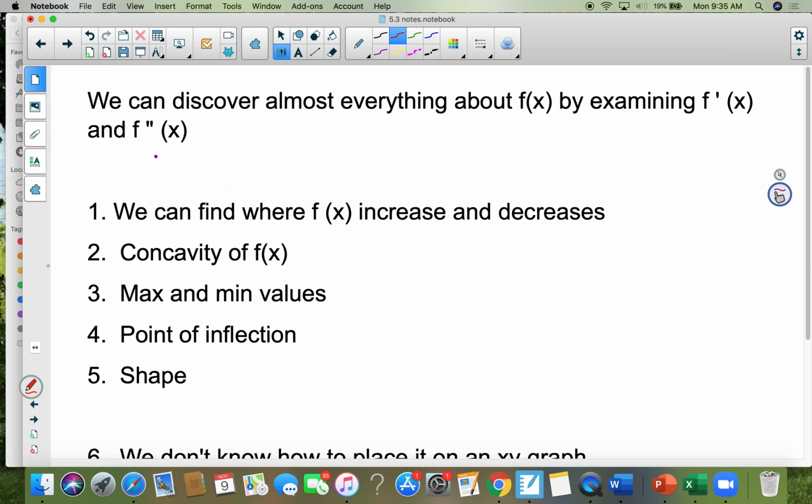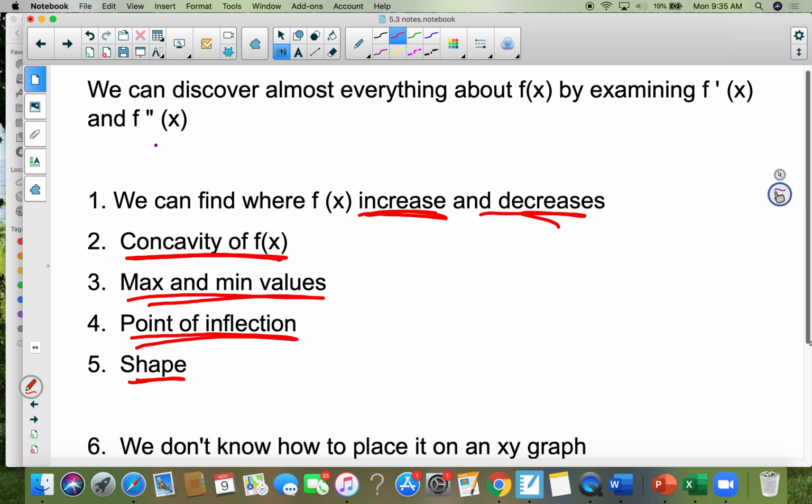We can discover almost everything about f of x by examining f prime of x and f double prime of x. This is just a review. We can find where f of x increases and decreases. We can figure out the concavity of f of x. We can find the max and the mins. We can find the points of inflection, and we can figure out the shape.